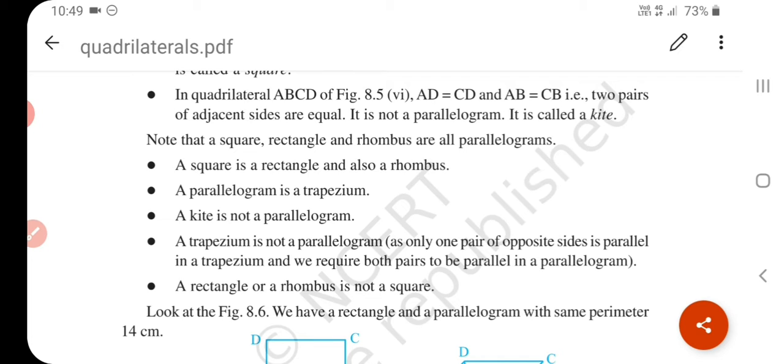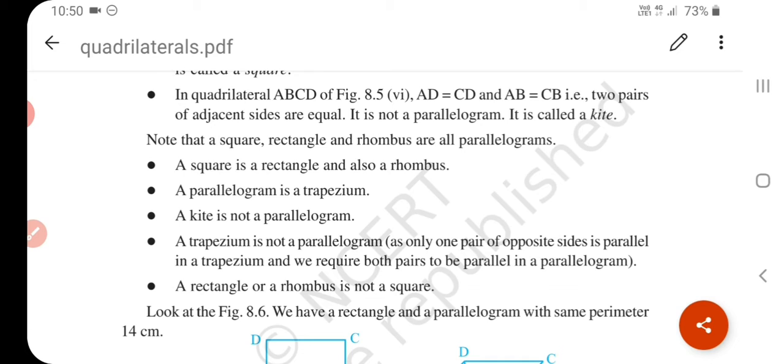Okay, understand? Now, in a parallelogram opposite angles are equal. Or you can say that if each pair of opposite angles of a quadrilateral is equal, then it is called a parallelogram. Now the next theorem tells us if a pair of opposite sides of a quadrilateral is equal, then it is a parallelogram. Next theorem says that the diagonals of a parallelogram bisect each other, and if the diagonals of a quadrilateral bisect each other, then it is a parallelogram.